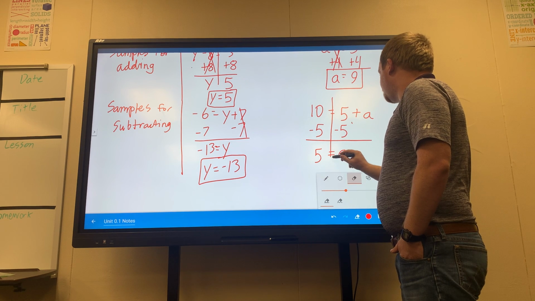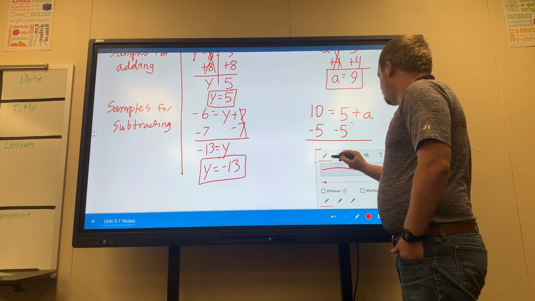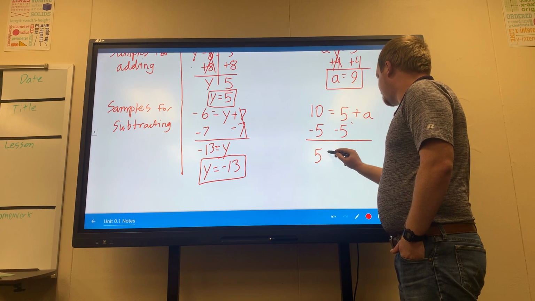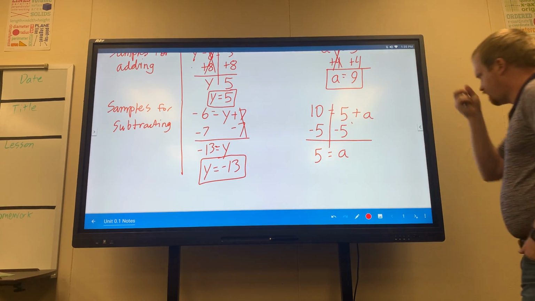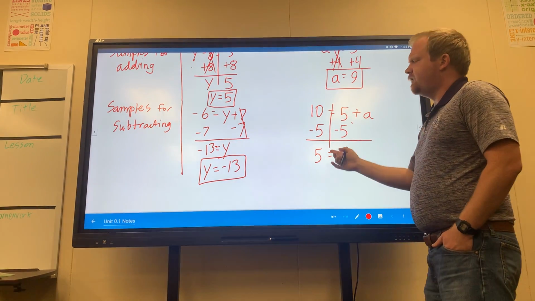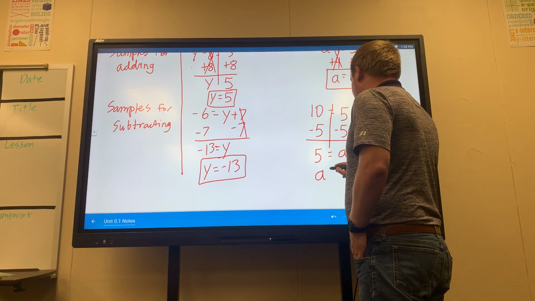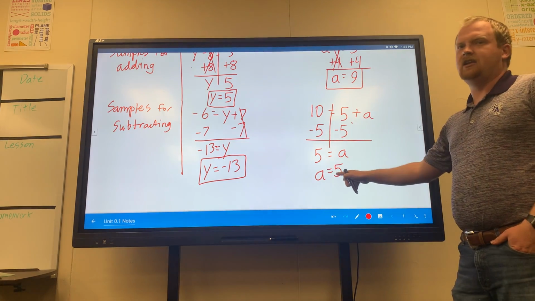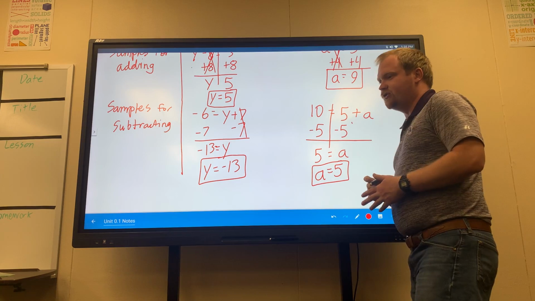Let me get rid of this part right here, just so that way it doesn't look like it's not equals. There we go. But again, yes, it's technically the answer, but you should write it out like so, where it says A equals 5. And that will give me my answer.